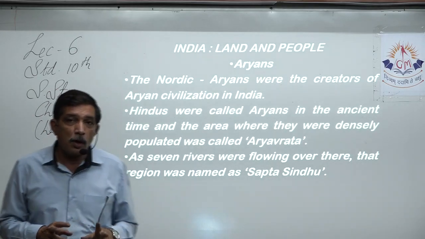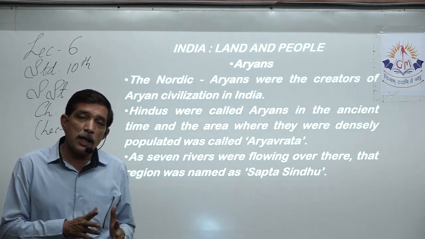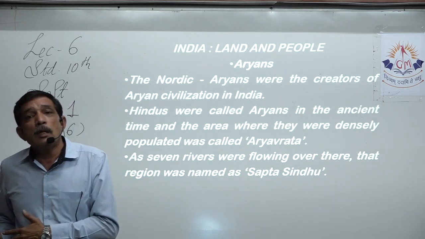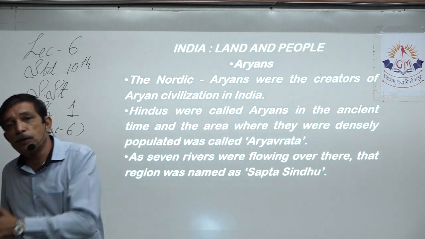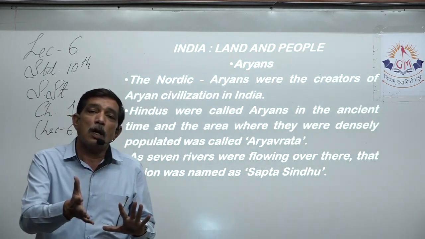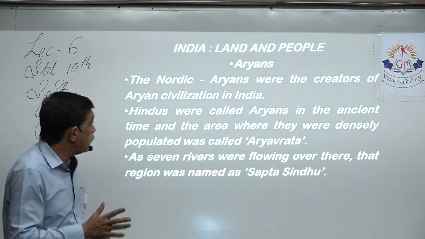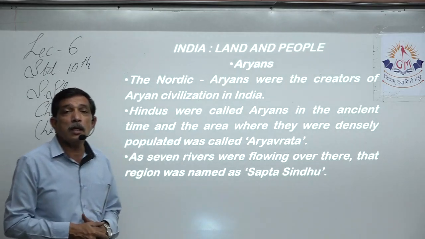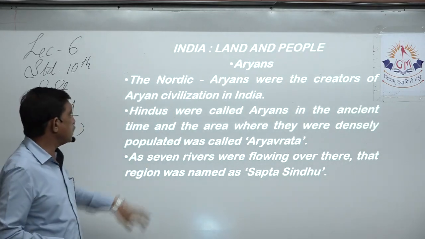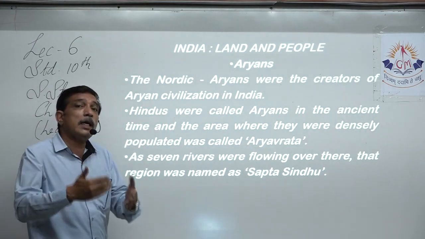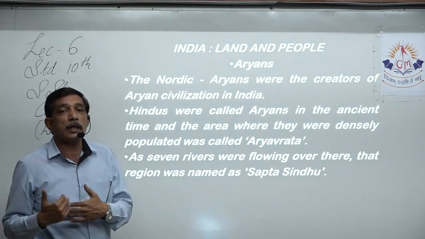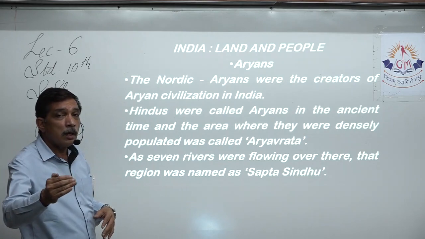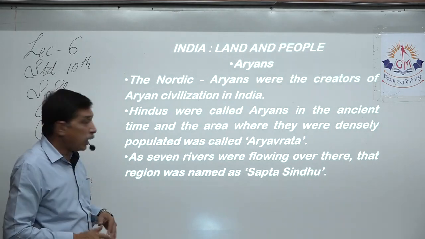The Nordic Aryans, one of the subspecies of Aryans, were the creators of Aryan civilization. Now two civilizations we are talking about. The Mohenjo-Daro civilization, that is the Indus Valley civilization, was created by the Dravidians. After the Dravidians left that area of the western north and shifted towards the south, a new culture was developed by the Aryans. That culture is known as Aryan civilization. We started calling Hindus Aryans; Hindus were called Aryans in ancient times. If you're talking about Aryans, then basically you're talking about Hindus.